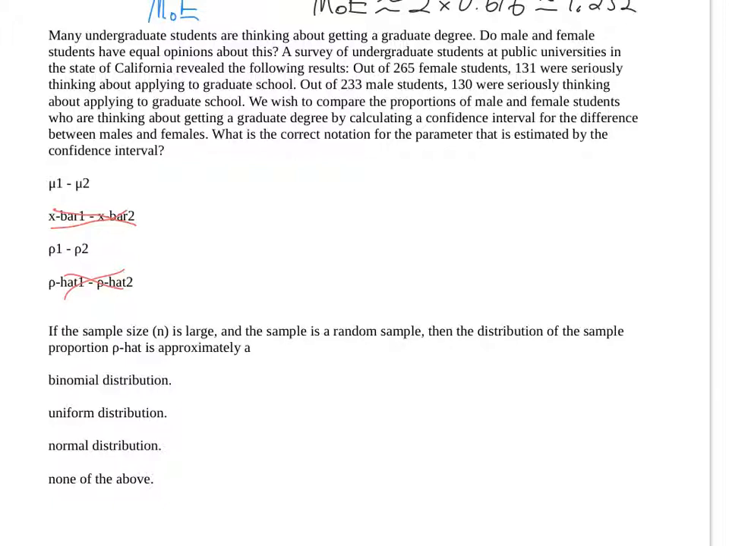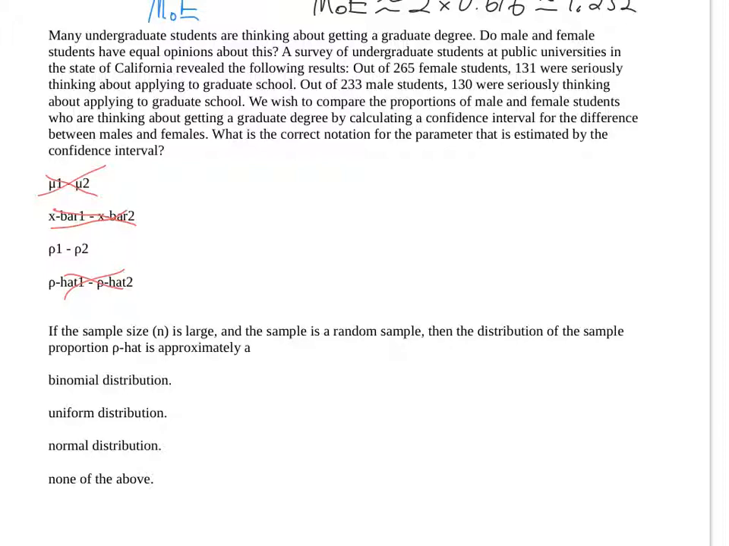Okay, so are we comparing a mean, or are we comparing proportions? Easy. You just go up one more sentence. We wish to compare the proportions. Well, that narrows it right down. Can't be means. It's proportions. And that's how we find our answer.